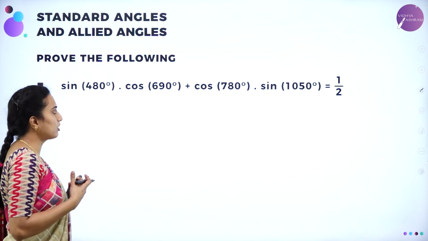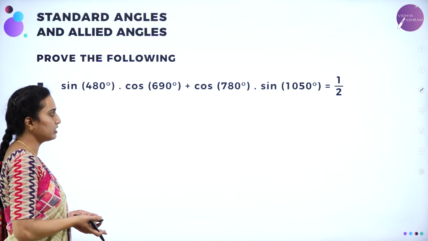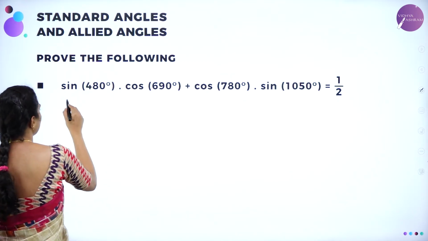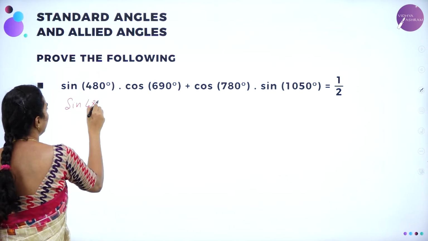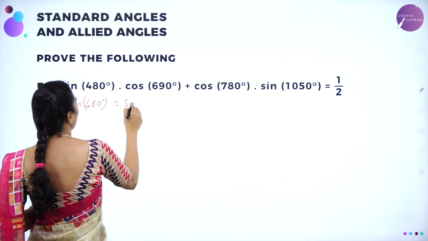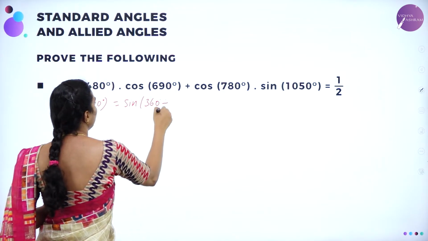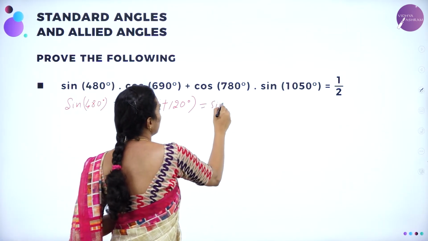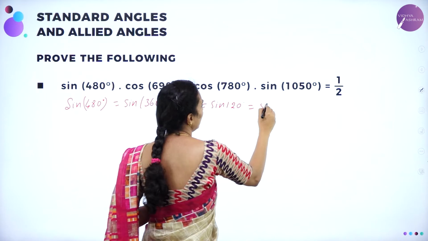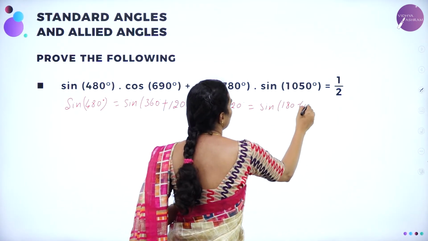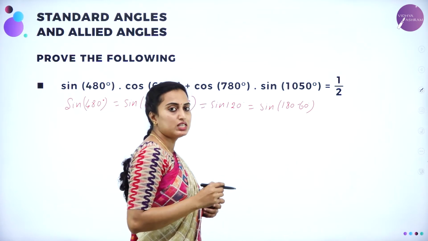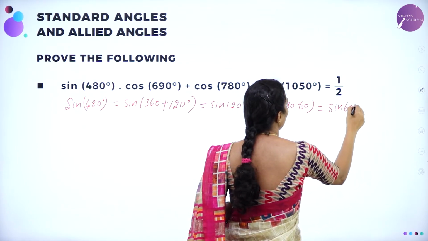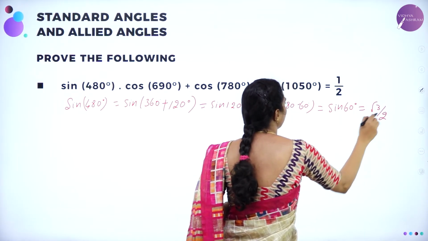Sin 480 cos 690 plus cos 780 sin 1050 is 1 by 2. Solve this problem. Sin 480 degree is equal to sine of 360 plus 120, which is 480. Sine of 360 plus theta is sine theta. Sine 120 degree can be written as sine of 180 minus 60. 180 minus 60 falls in the second quadrant. Therefore, sine is positive in the second quadrant. Sine 60 degree, we always take the value root 3 by 2.